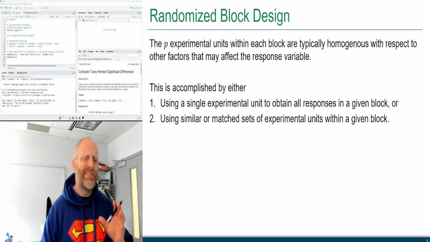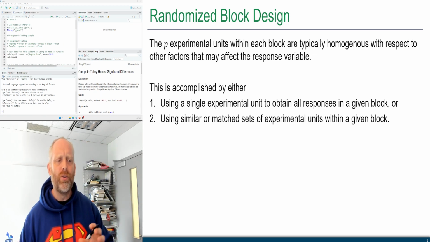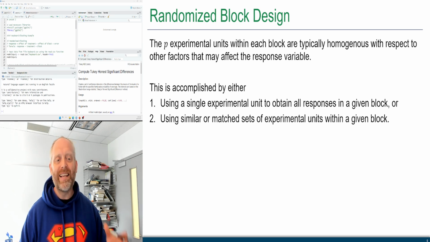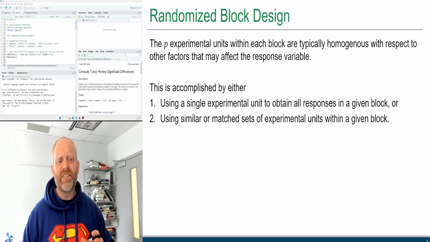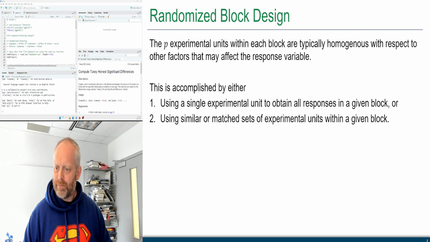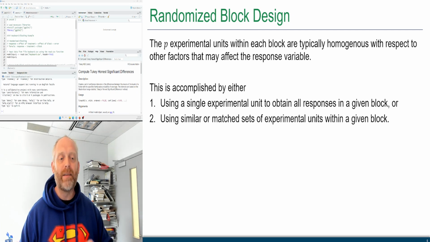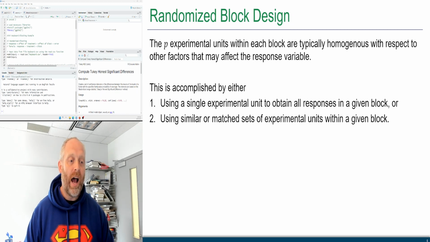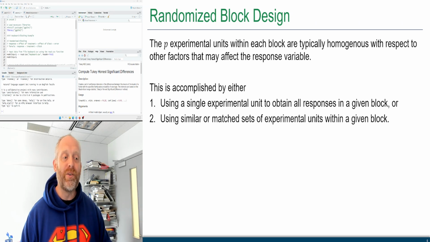So how do we do this? How do we use these blocks to control? Well, there's a couple of different ways of being able to do this. If you're taking another course, so if you're taking our STAT 3504 course, I believe, if memory serves me correctly, again, you'll be seeing all of these things in much greater detail. We're going to be going with the most basic of them all, which is we're going to use a single experimental unit to obtain all the responses of a given block.